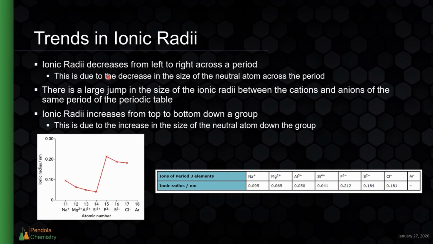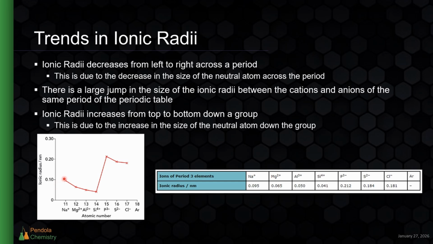Ionic radii are going to decrease from left to right across the period. However, the decrease is not due to anything that is unique to the ion. That decrease is due to the size of the neutral atom from which it was made. We saw that in the prior conversation. Sodium is going to be bigger than magnesium, which is bigger than aluminum. And as we go across the period, the atoms get smaller. And that's because of the number of protons in the nucleus.